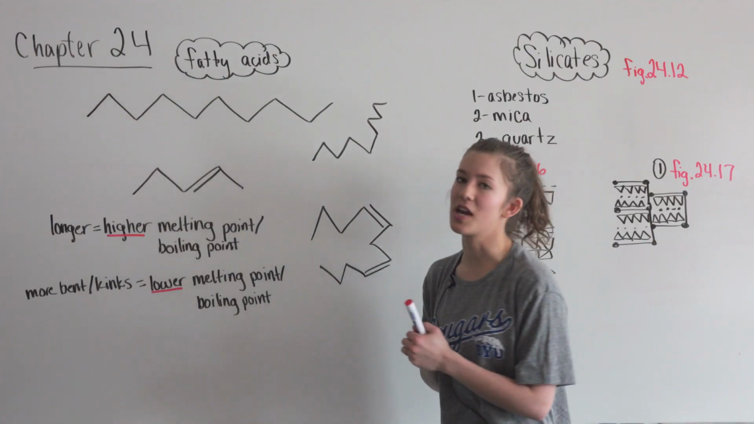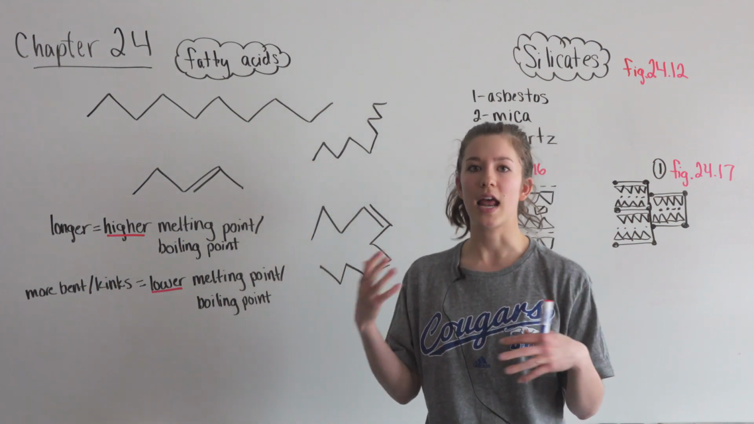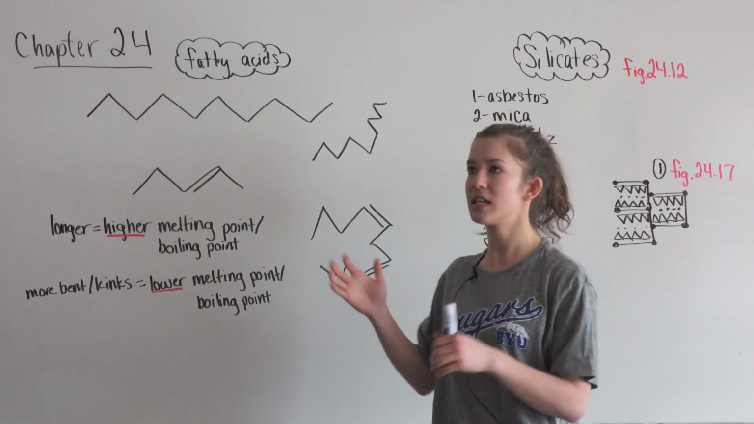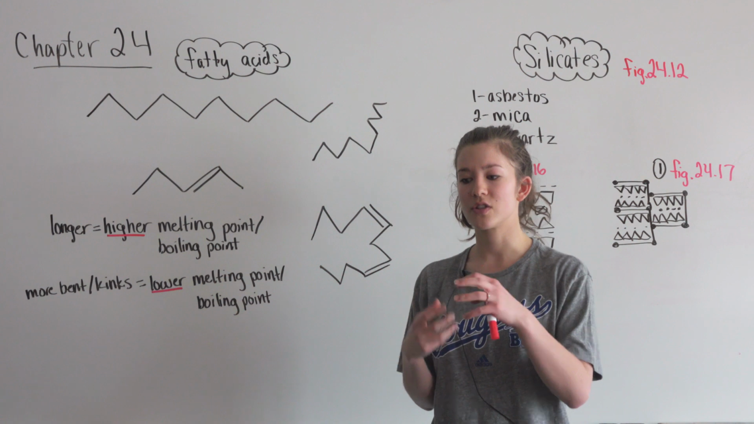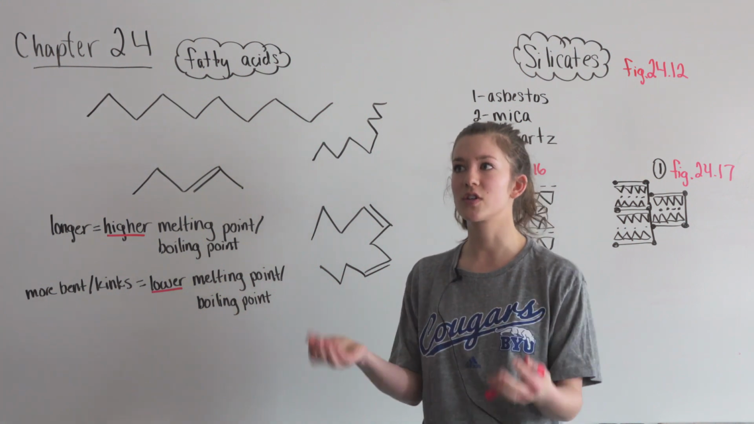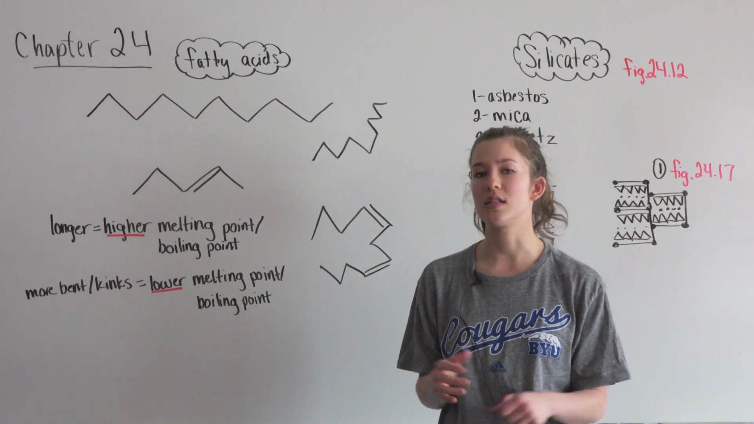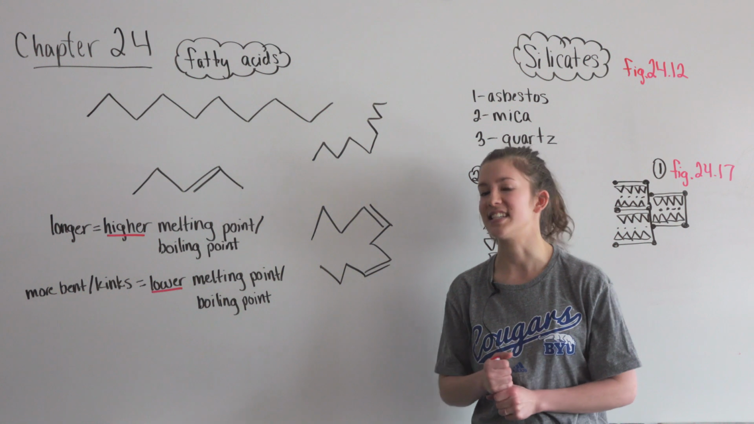So the basics of this chapter is that we talked about all these molecules and how they interact. And we wanted to give you two simple examples of how those molecular structures and the bonding in between them create these physical characteristics that we see in our everyday life. So the first example that we talk about is fatty acids.